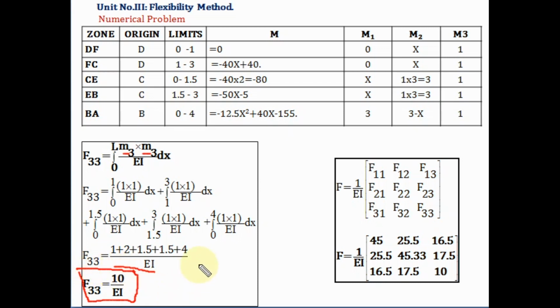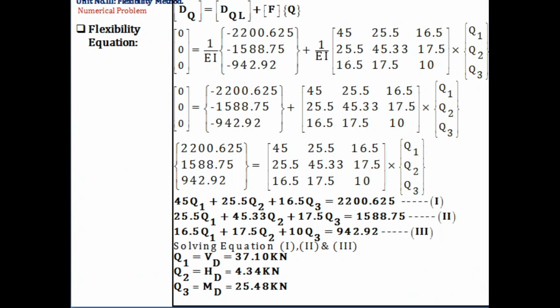Now we have found the flexibility coefficients, that is F11, F12, F13, F21, F22, F23, F31, F32 and F33. Put these values in the flexibility matrix, and this is the flexibility matrix for the given problem. Now after calculating the flexibility matrix, you have to put the values of DQ, DQL, F and Q in this flexibility equation, or the equilibrium equation.